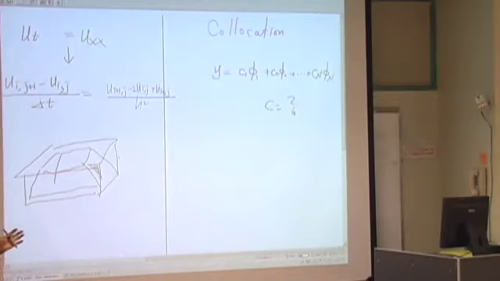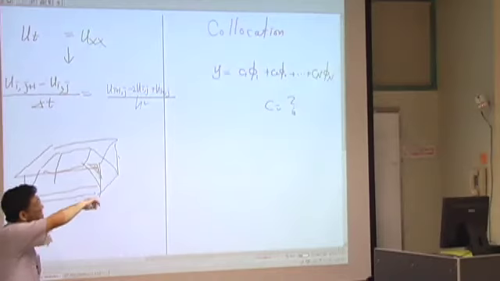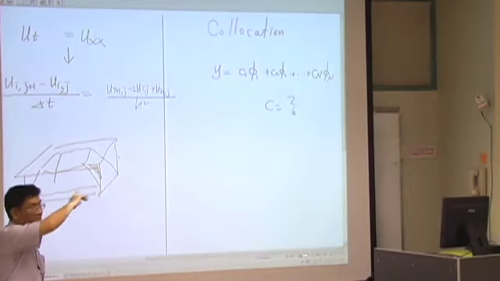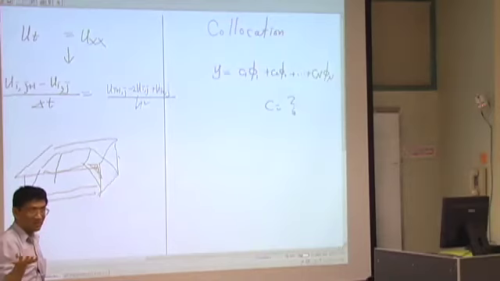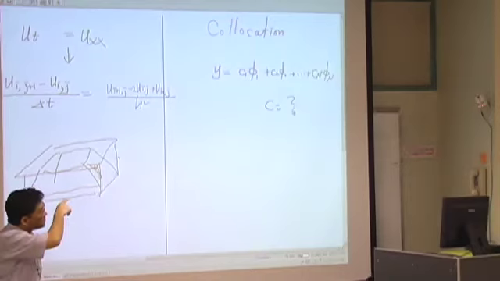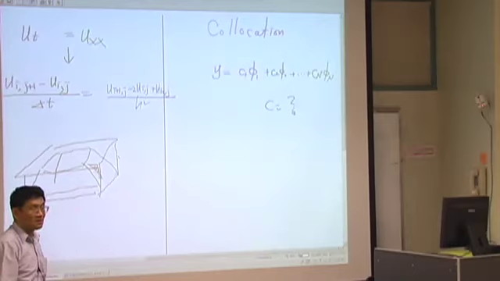But what things are different? First of all, the basis functions are different. Basis functions phi1, phi2 are different. Second of all, the method of determining Ci is different.